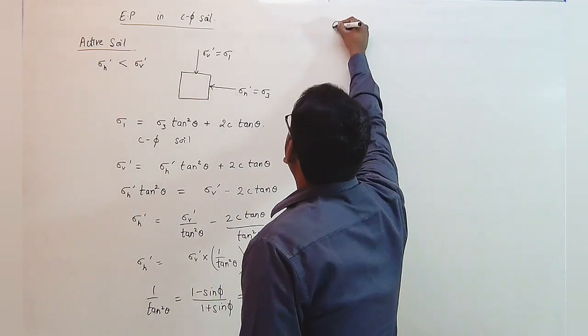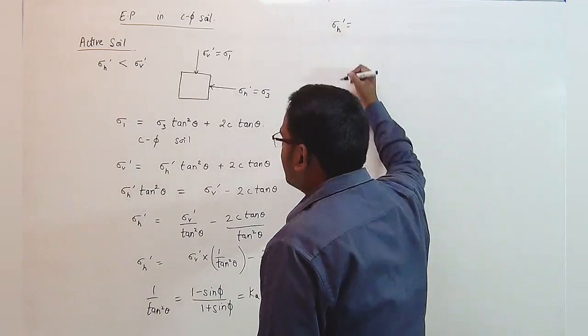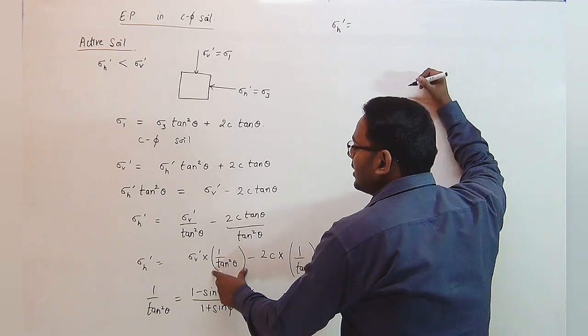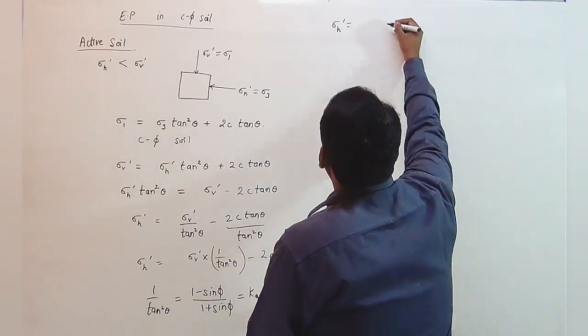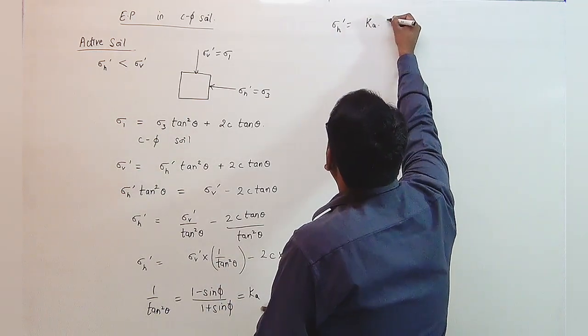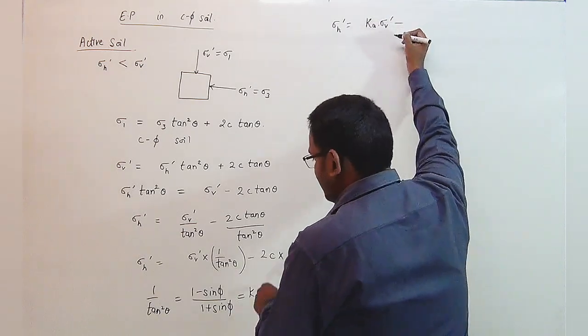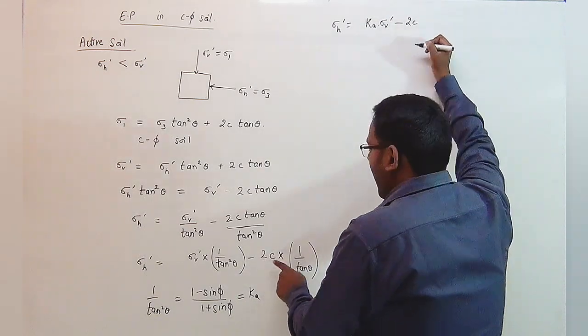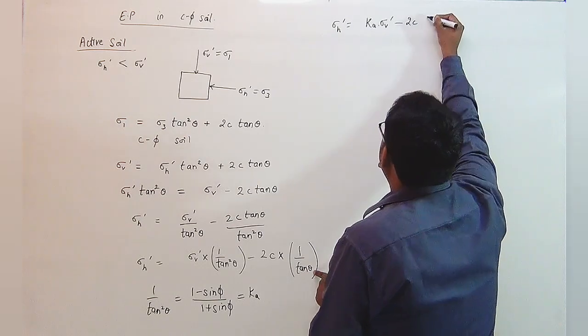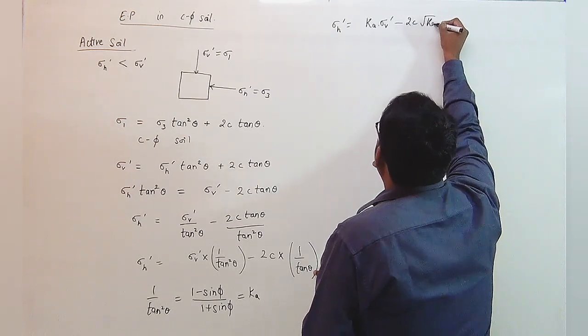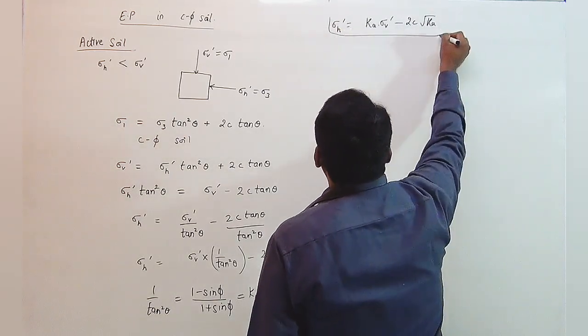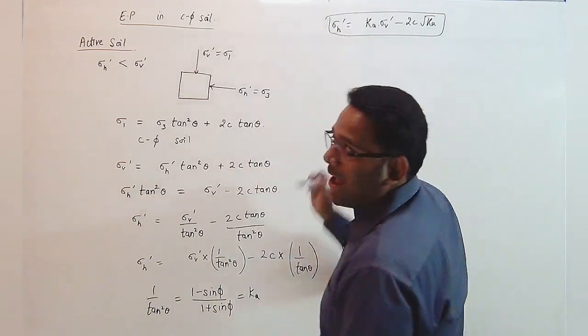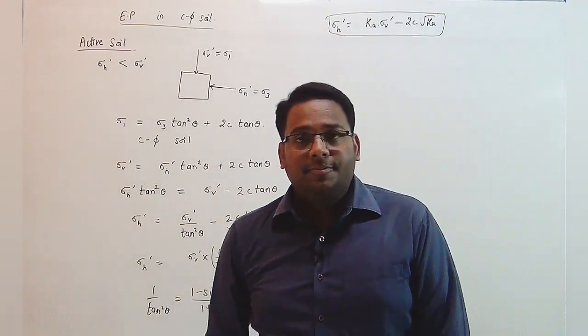That means here I can write this equation with 1 by tan square theta as Ka. So you can write it as Ka into sigma V dash minus 2c, and 1 by tan theta will be nothing but the square root of Ka. So this will be the general equation for the horizontal stress acting in a c-phi soil.